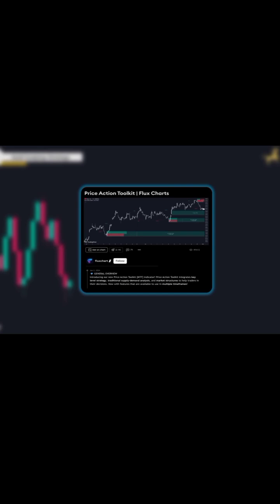In the first step, you need to identify a key liquidity sweep or liquidity grab, along with a break of structure on the higher time frame. Of course, you can do all of this manually, but for this video, we're going to use the Price Action Toolkit indicator to do it automatically.